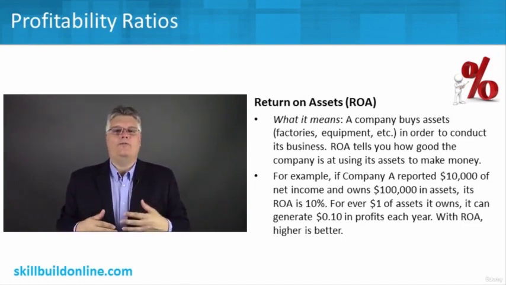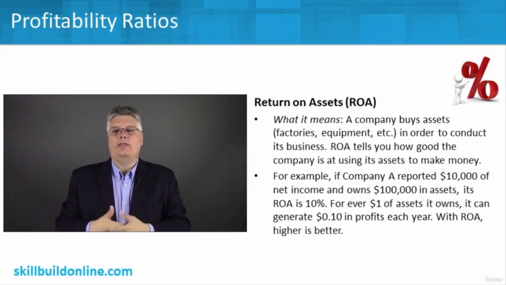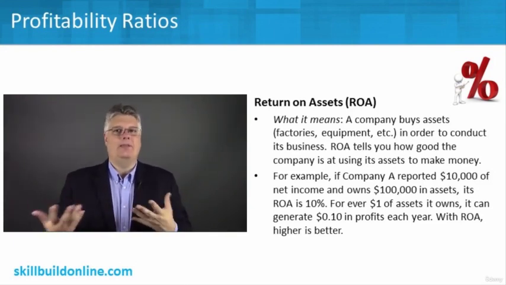So for example, if Company A has $10,000 in net income and owns $100,000 of assets, well, then it would have an ROA of 10%, which is nice, but doesn't mean anything until you can maybe compare it to others.